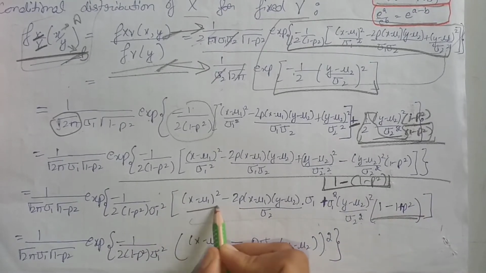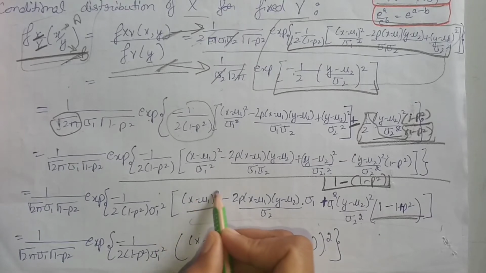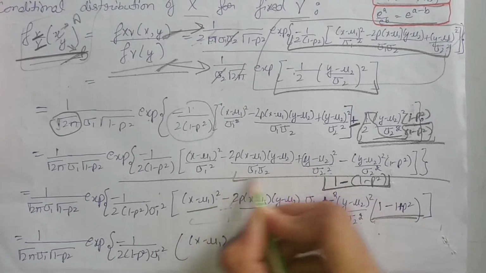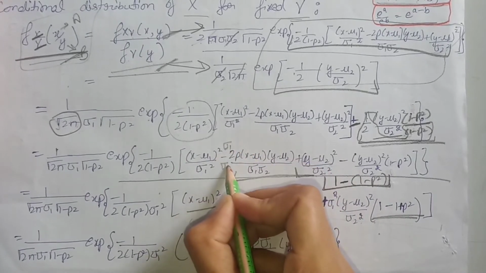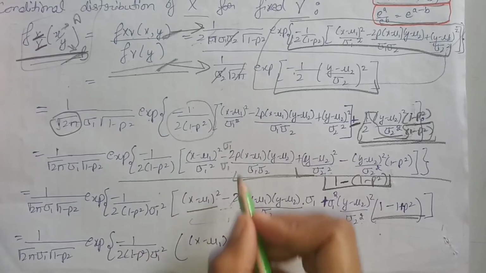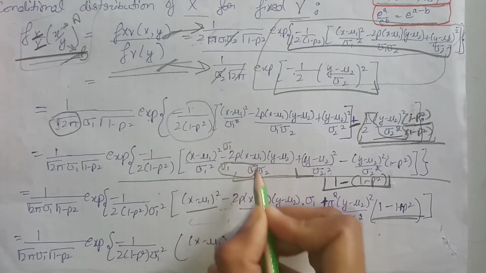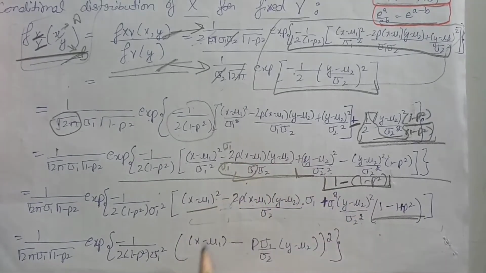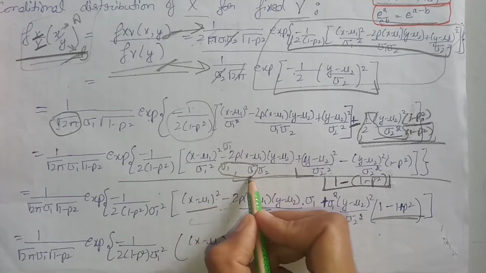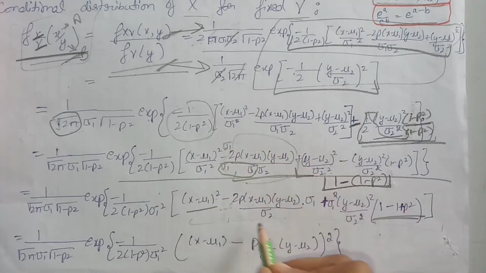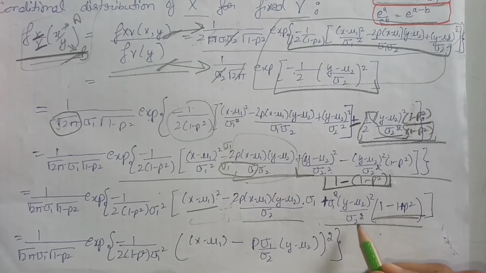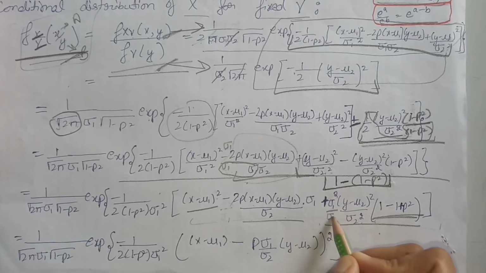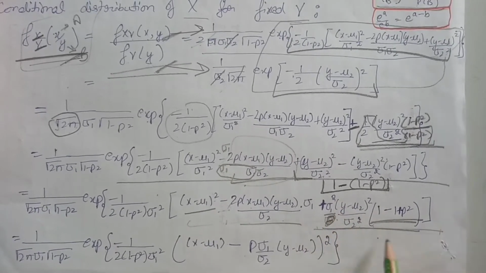Now we will take common 1 divided by sigma 1 square from all these terms. So we will write here only x minus mu 1 square, and in this term we have to multiply this term by sigma 1 and divide this term by sigma 1 to get sigma 1 square in the denominator. Now after taking common 1 divided by sigma 1 square, from this term we will get this one. And again, in this term we have to multiply by sigma 1 square and divide by sigma 1 square to get 1 divided by sigma 1 square common from this term also.